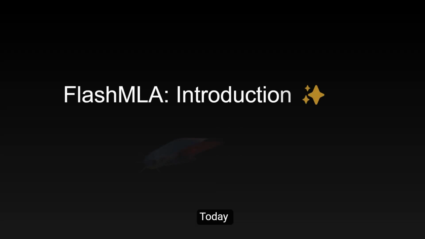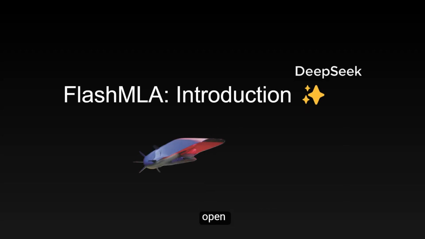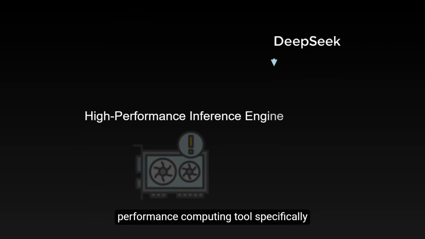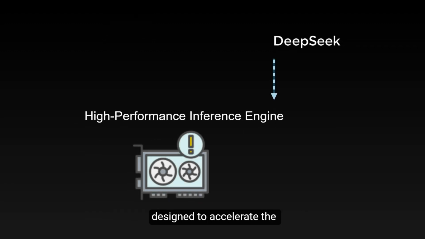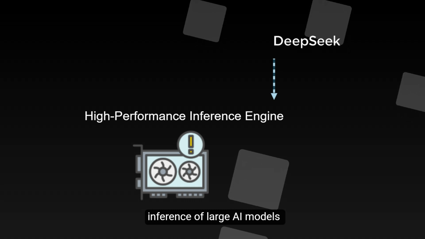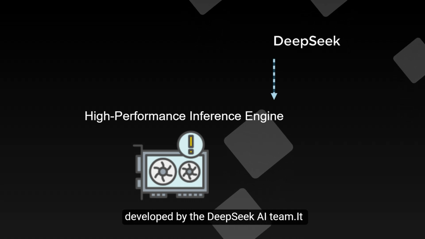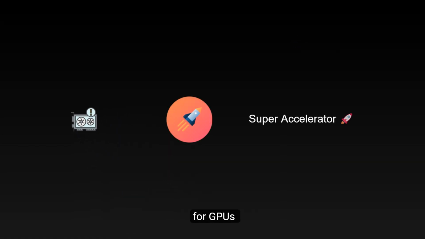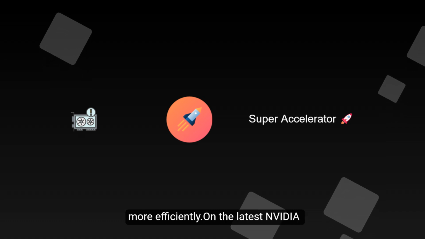Hello, everyone. Today, I want to introduce an interesting open source project, FlashMLA. This is a high-performance computing tool specifically designed to accelerate the inference of large AI models, developed by the Deepseek AI team. It's like installing a supercharger for GPUs, making AI models run faster and more efficiently.